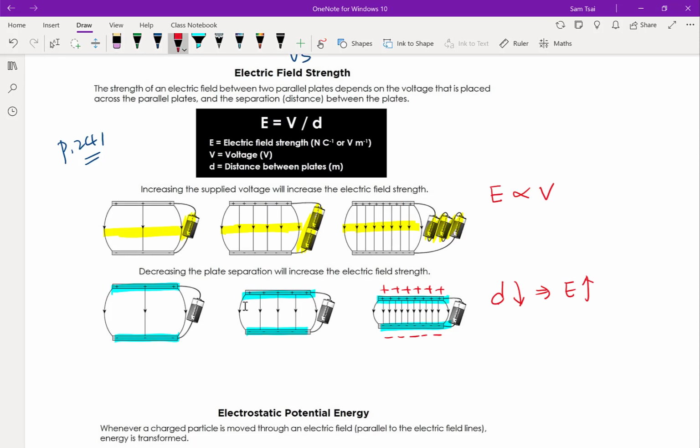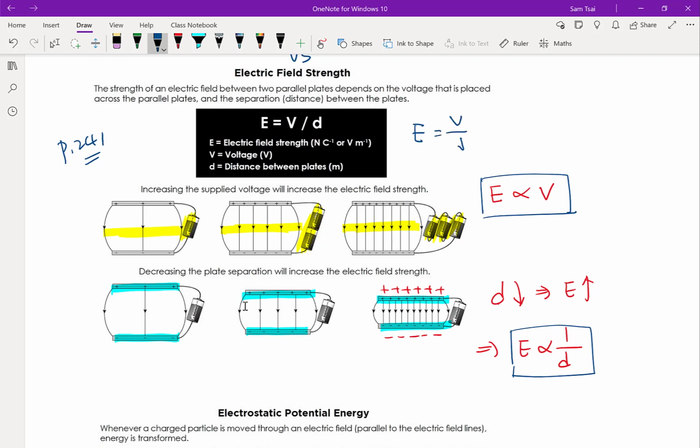Okay, and what does that mean? That means electric field is inversely proportional to the distance. Okay, so if we combine these two equations together, we can write what? We can combine them into E equals V over D. So electric field is proportional to the voltage and inversely proportional to the distance, and that is the formula here.